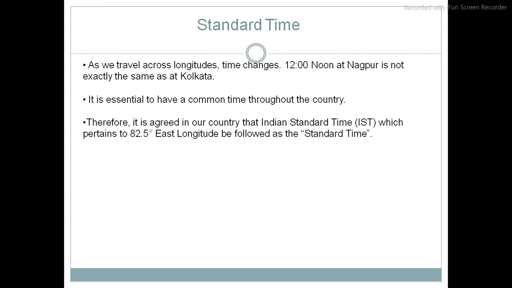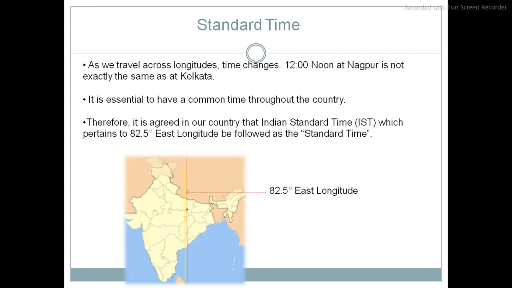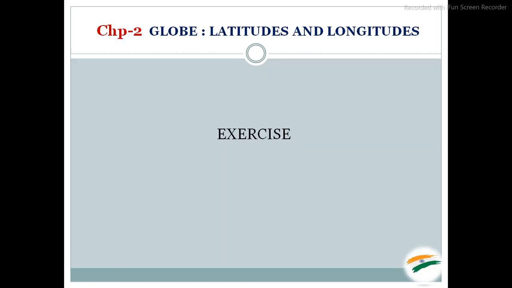Just 12 noon at Nagpur is not exactly the same as at Kolkata. It is essential to have a common time throughout the country. That's why we are taking the standard time, right? So here you are observing India's map. The yellowish line is blinking here. That's 82.5 east longitude, right? All the cadets, please, whatever the data is given in the textbook, please read it clearly.